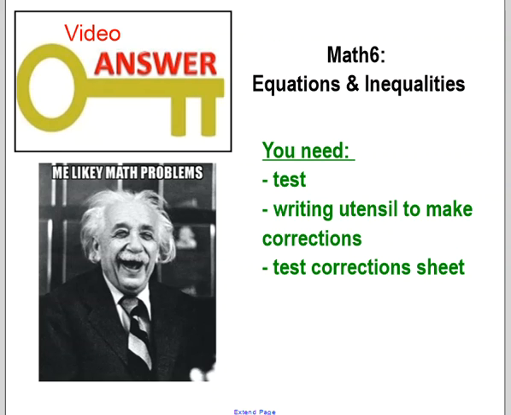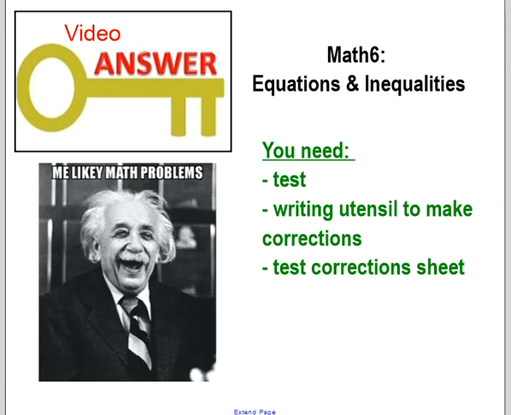All right, this is your video answer key for your Math 6 test that you just got back. Make sure you have the following things in front of you: your test, obviously, since we're going over it, something to write with to make corrections as we're going, and your test corrections sheet.